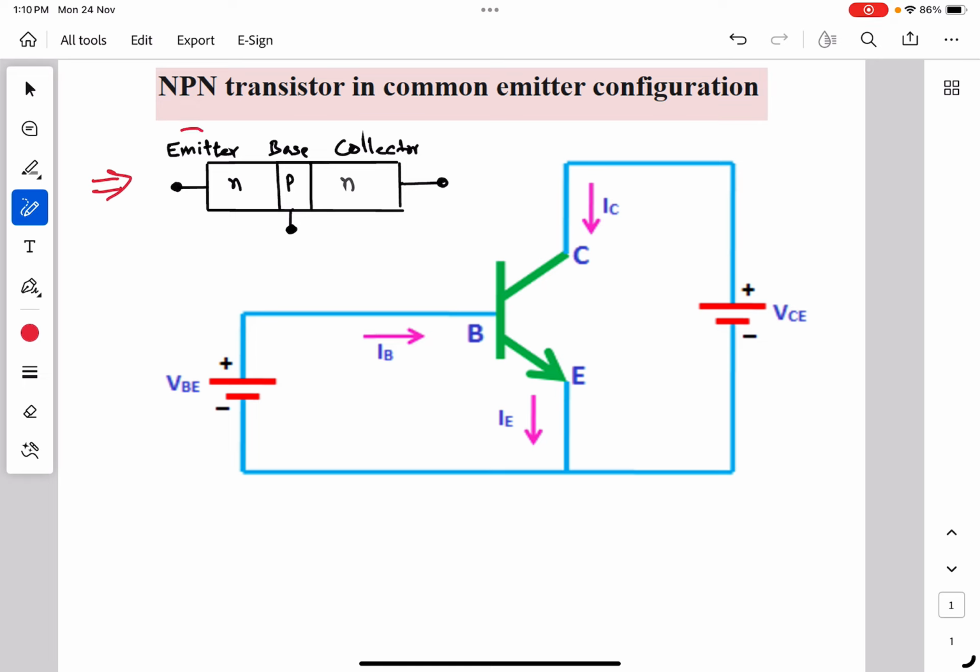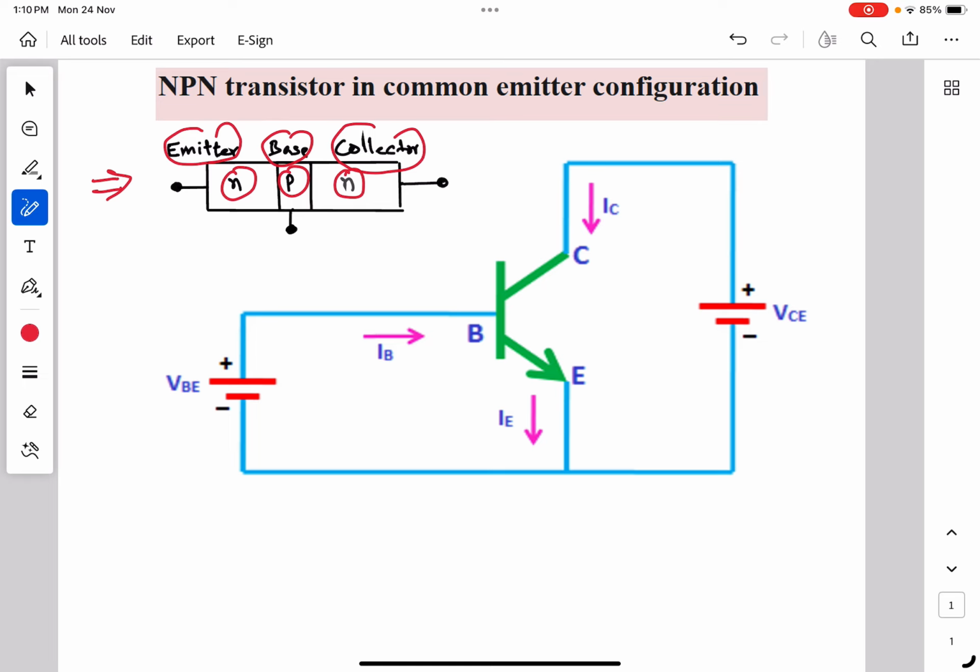First one is emitter. This contains N type semiconducting material, and base contains P type semiconducting material, and collector contains N type semiconducting material. Also, emitter is heavily doped, and this has got a large number of free electrons. Base is thin and this is lightly doped, and this has got positive charges. Collector is moderately doped and this has got electrons.